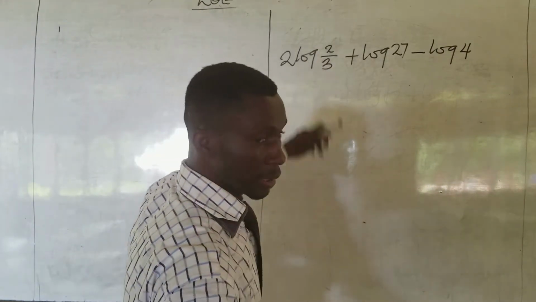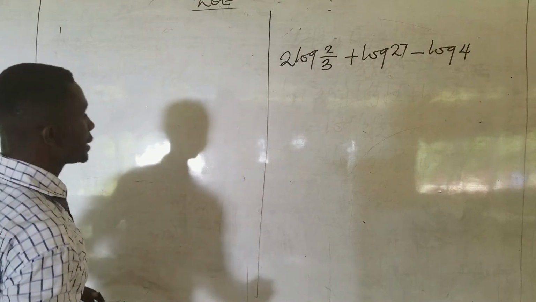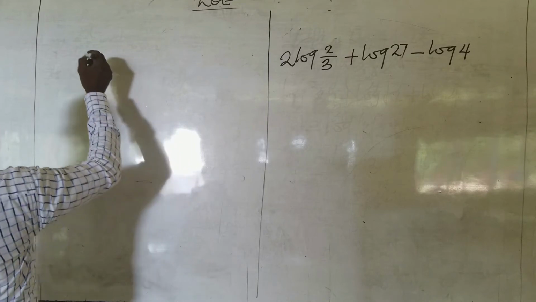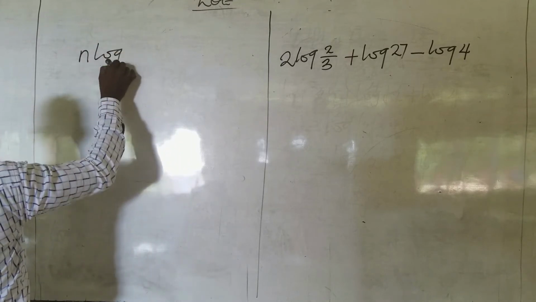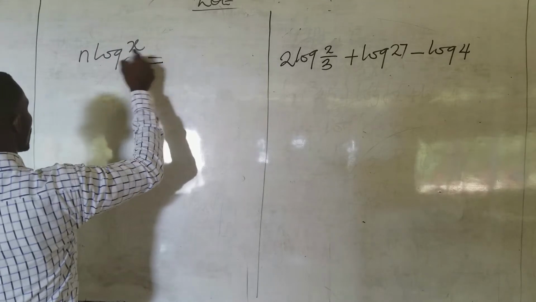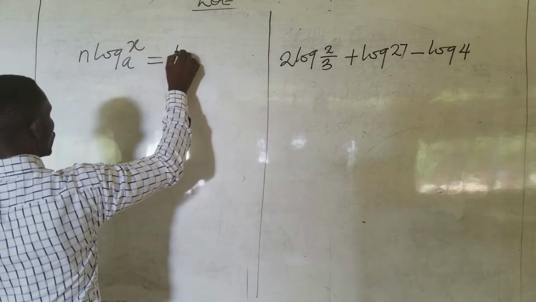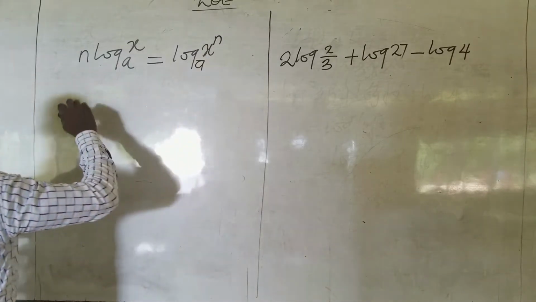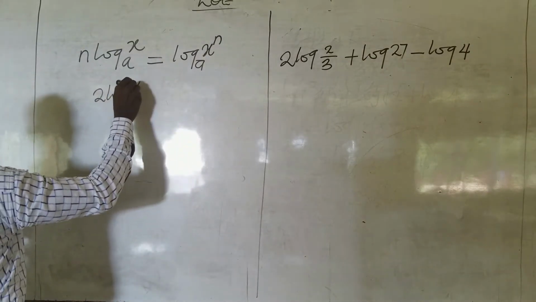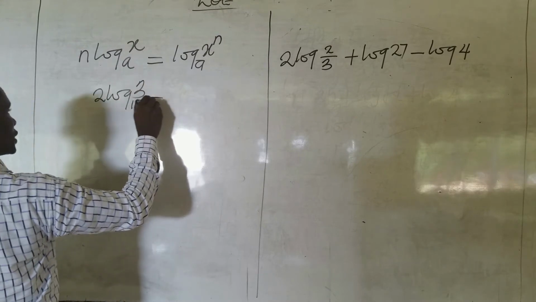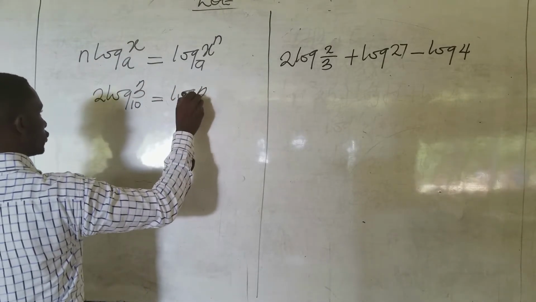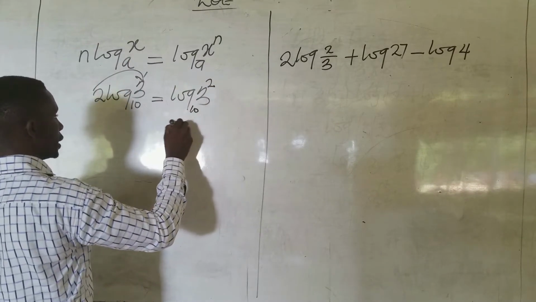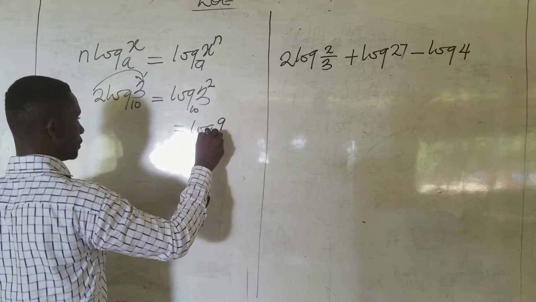Okay, the first one, there's another law that I didn't teach you. Let me quickly address it here. If you have n log x base a, this is equal to log x to the power n base a; you bring the n to this side. So if you have 2 log 3 base 10, this is the same as log 3 to the power 2, base 10. And this will give you log 9 base 10.